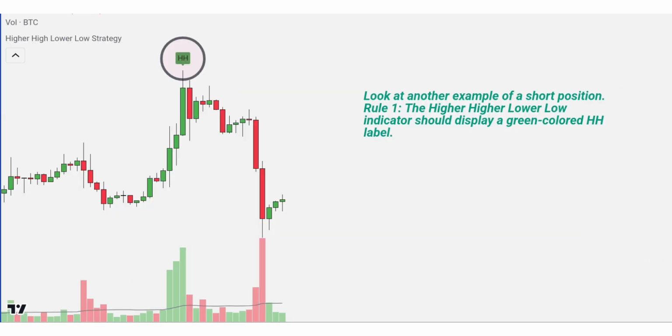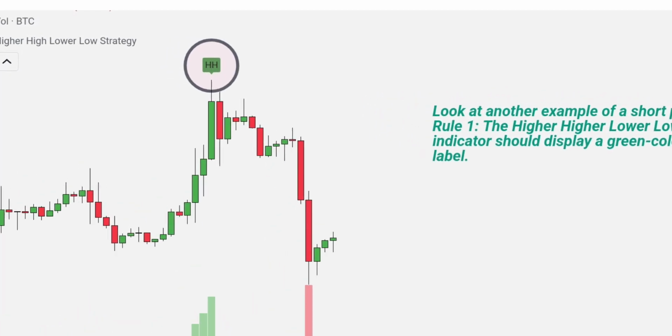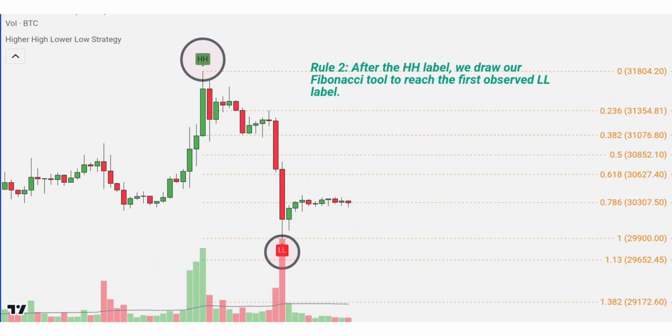Look at another example of a short position. Rule 1. The higher lower low indicator should display a green colored HH label. Rule 2. After the HH label, we draw our Fibonacci tool to reach the first observed LL label.